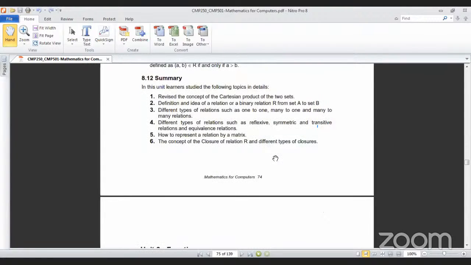So today we have completed 2 units. The first unit was of what? Mathematical logic, and then relation. Do you have any doubts?